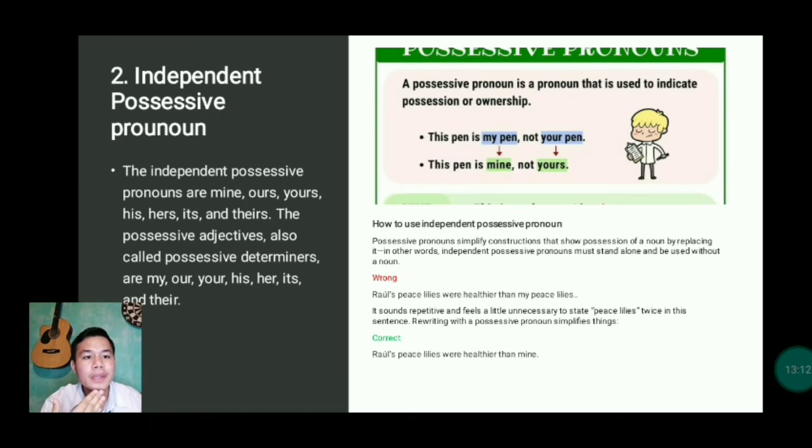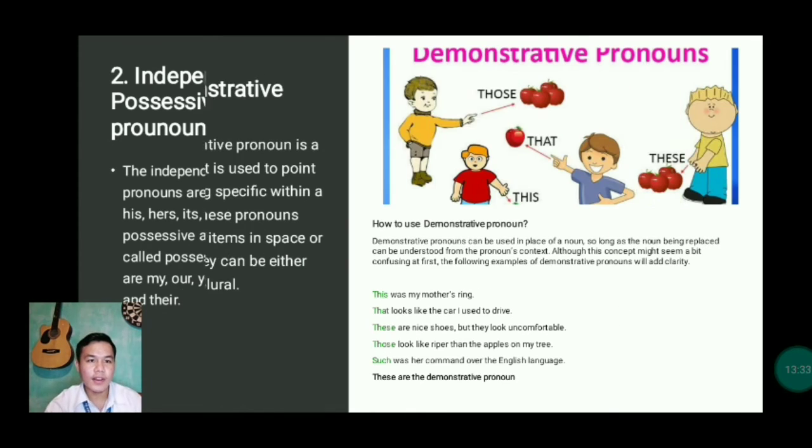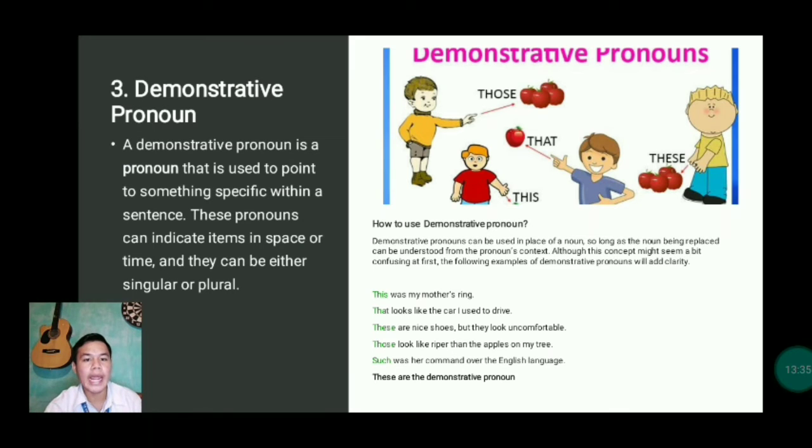It sounds repetitive, right? Or redundant, and it feels a little unnecessary to state "peace lily" twice in this sentence. So rewritten with the possessive pronoun, it is simplified. So the correct one is: Raul's peace lilies were healthier than mine. That's correct, right? So the third one is the demonstrative pronoun.